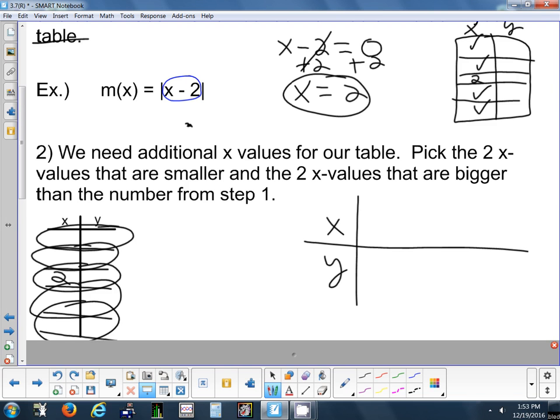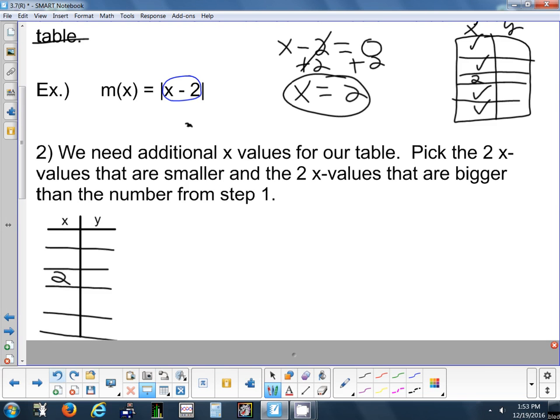What's a number that's smaller than 2? Exactly, 1 smaller. 1, and now 1 smaller than that, 0. Now give me a number bigger than 2, just 1 bigger, and 1 bigger. Now, is that going to be your table every time? No, because this number is going to change. In step 1, we figured that number out. It can change in every problem. It could be a negative number, it could be a positive.